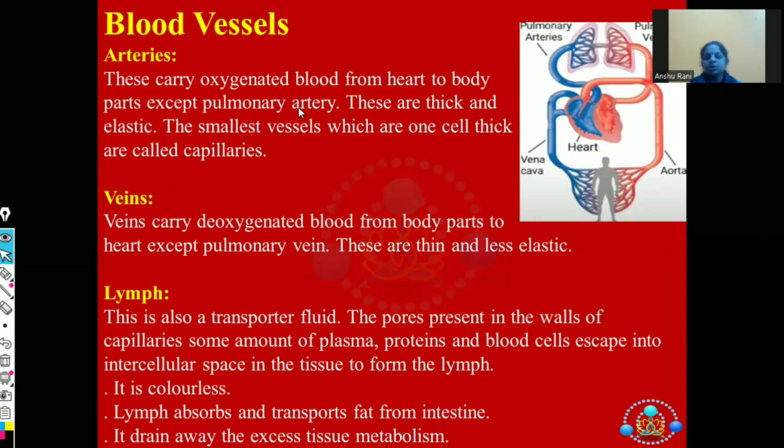It is under high pressure, so their walls are thick and they are elastic. And veins are carrying deoxygenated blood from different parts of our body, so they are less elastic and they are also thin. Then lymph is a transporter fluid like blood. It is released in the walls of capillaries. Some plasma, protein and blood cells escape into intercellular spaces in the tissues to form lymph. It is a colorless substance. It drains away the excess tissue metabolism.